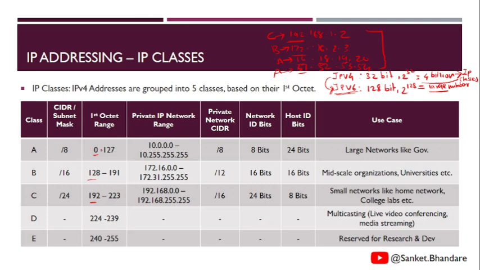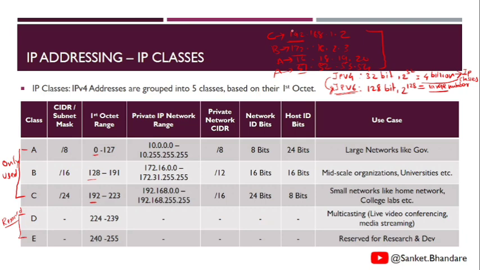You can easily identify or create classes for your network. So we have 5 classes A, B, C, D, E, out of which A to C are only used in the real world, and D and E are reserved and used for specific purposes. CIDR or subnet mask for these IP classes is /8, /16, /24. We are going to cover subnet mask in the next chapter, and the first octet range for these particular classes is 0 to 127.